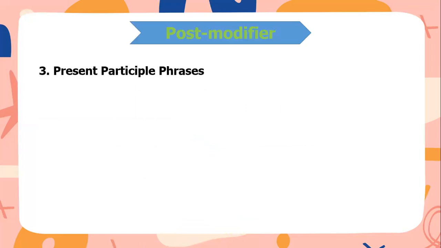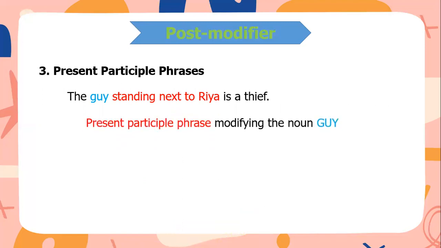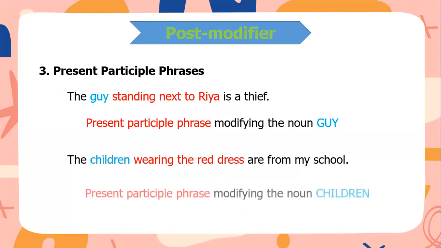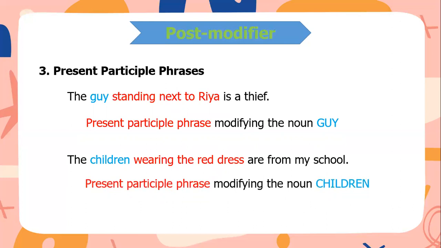Next is the present participle phrases. The guy standing next to Ria is a thief. Standing next to Ria is a present participle phrase that modifies the noun guy. Next, the children wearing the red dress are from a school. Wearing the red dress is the present participle phrase that modifies the noun children.